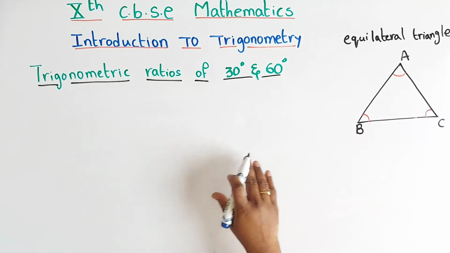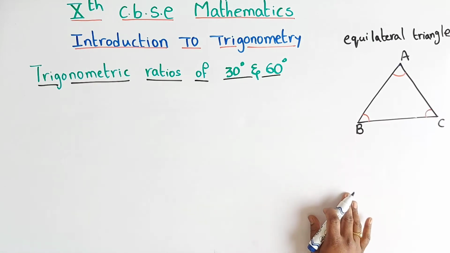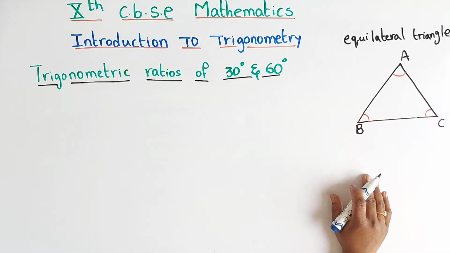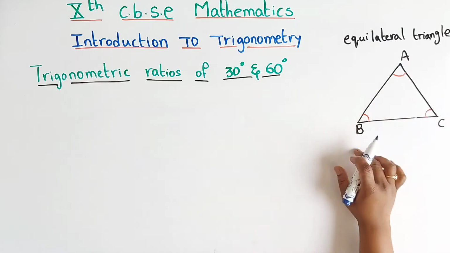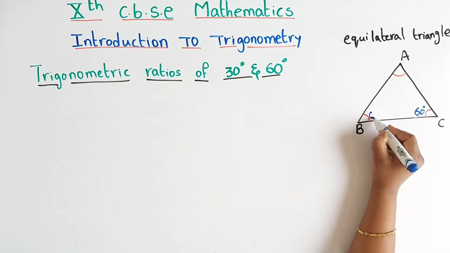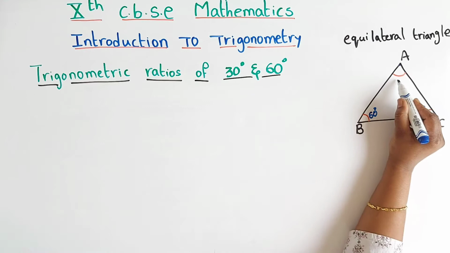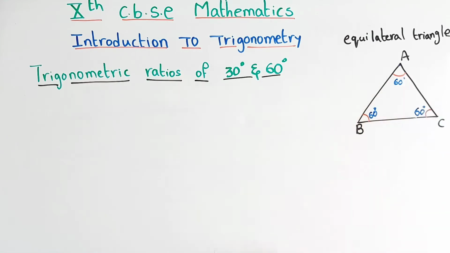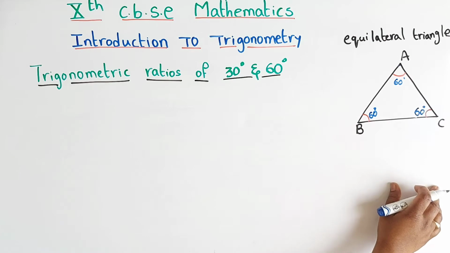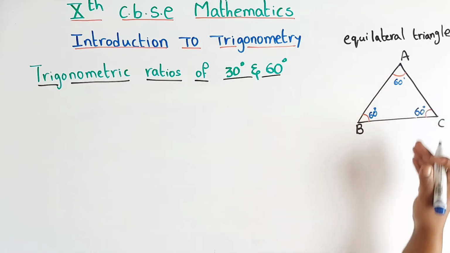Trigonometric ratios of 30 degrees and 60 degrees children. Here I took an equilateral triangle. You know equilateral triangle means all the three angles are the same. So here also 60, 60 here and 60 here also. Correct children? So ABC is an equilateral triangle. Draw perpendicular AD from A to side BC.